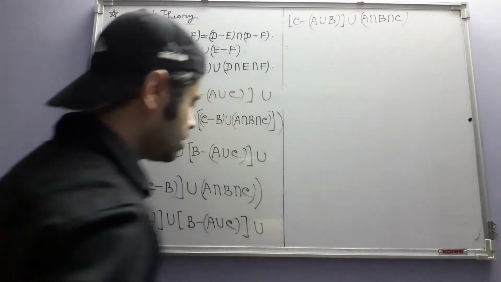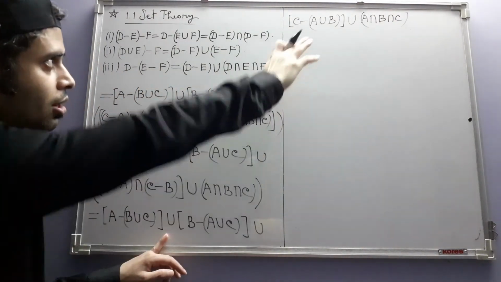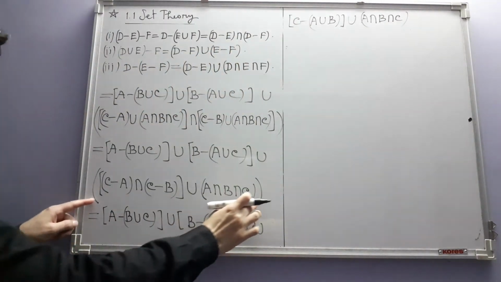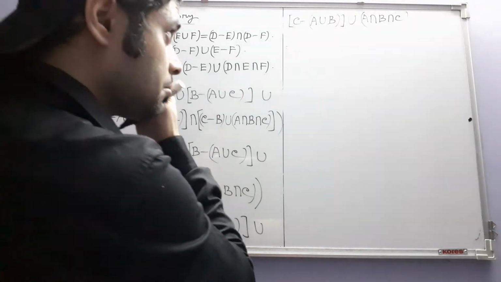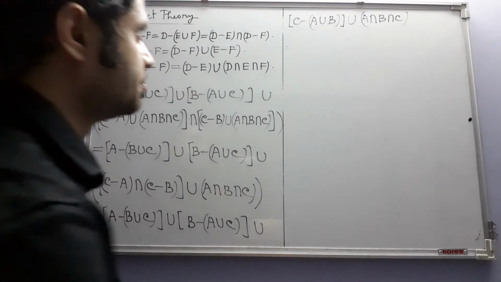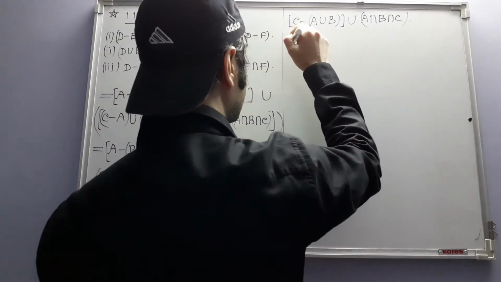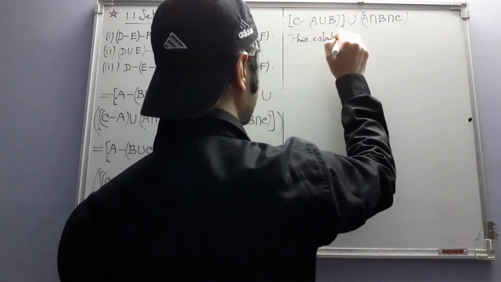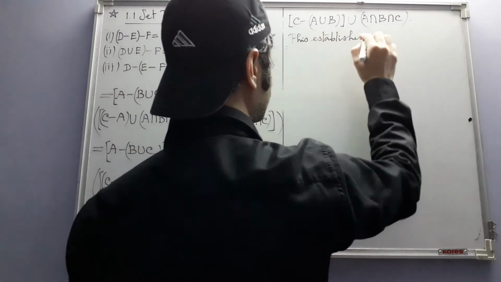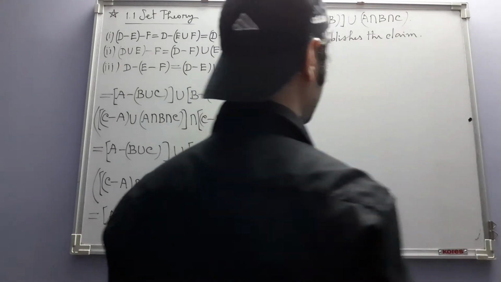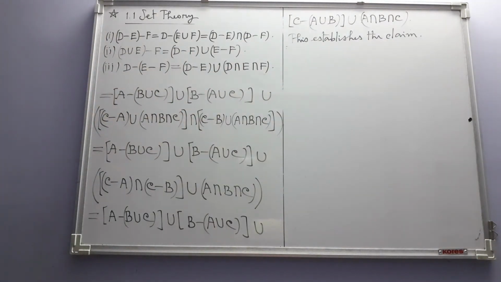Now since the outermost operations are all unions, I can get rid of the brackets here, these two brackets. And see, this is what we had to prove. This was our claim. So this establishes the claim. Now with the help of this claim, we are finally going to prove that addition is associative.